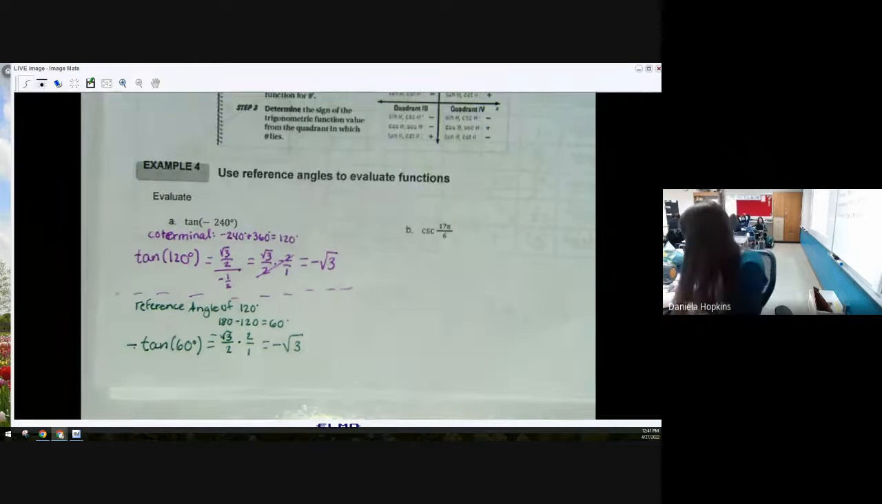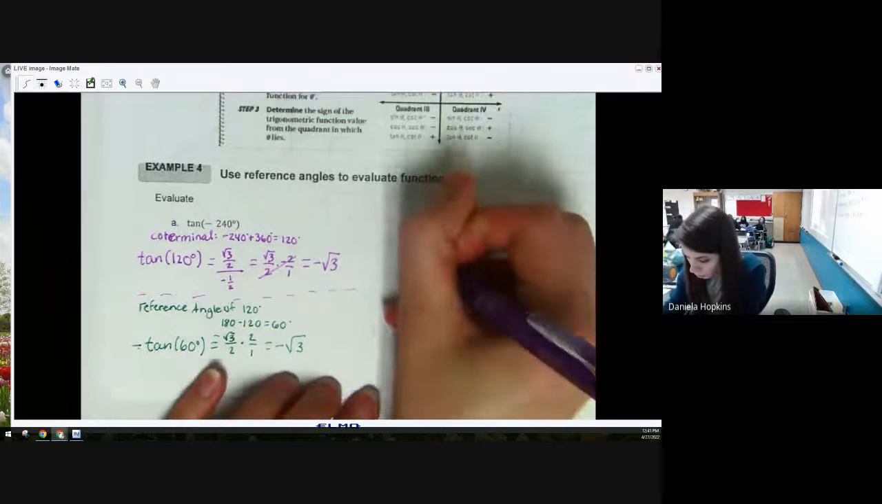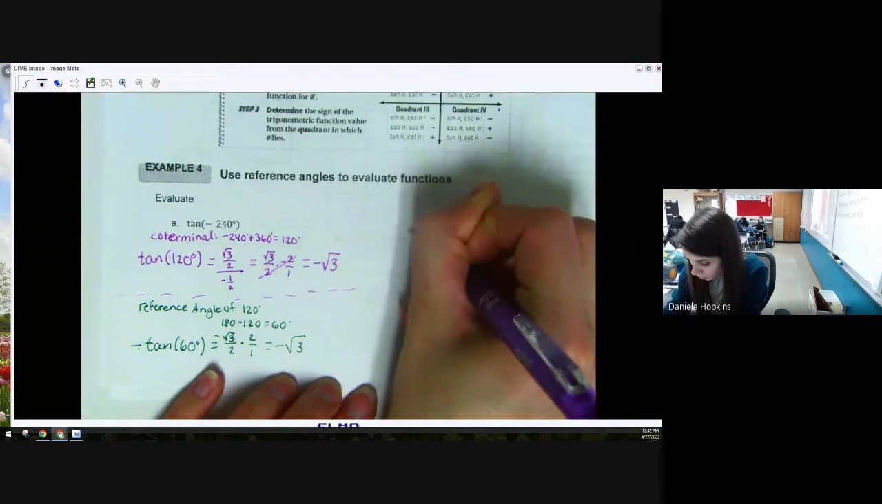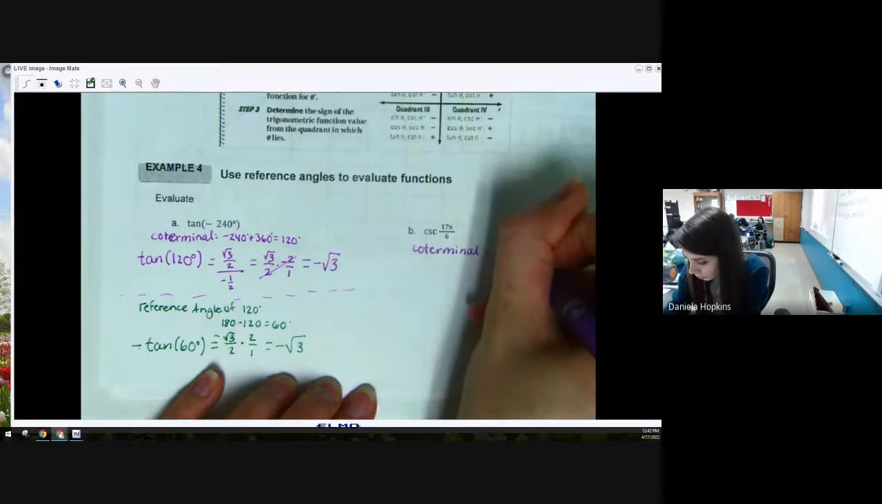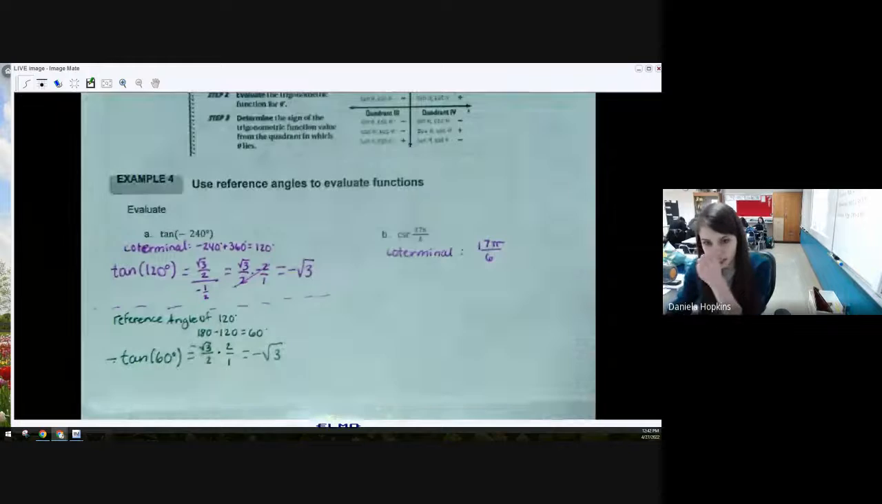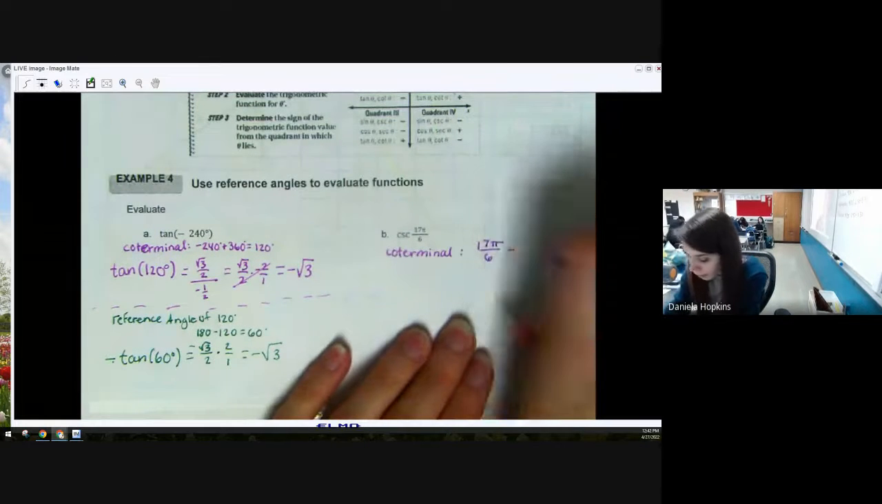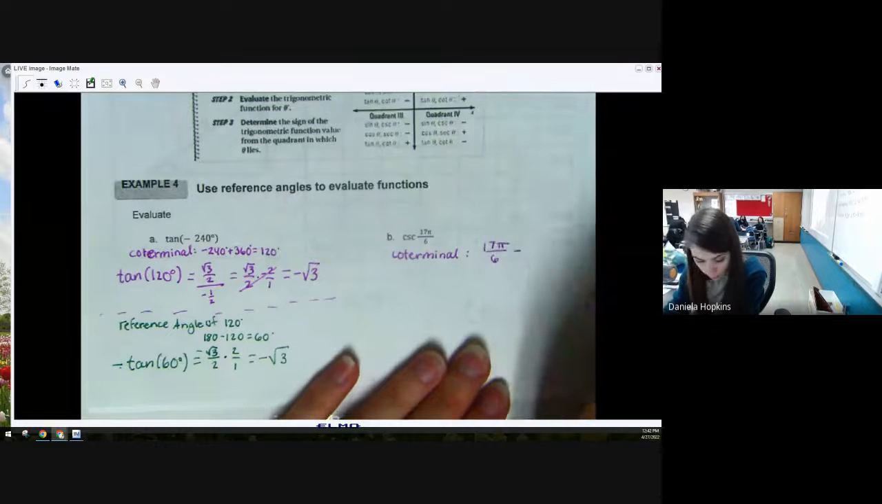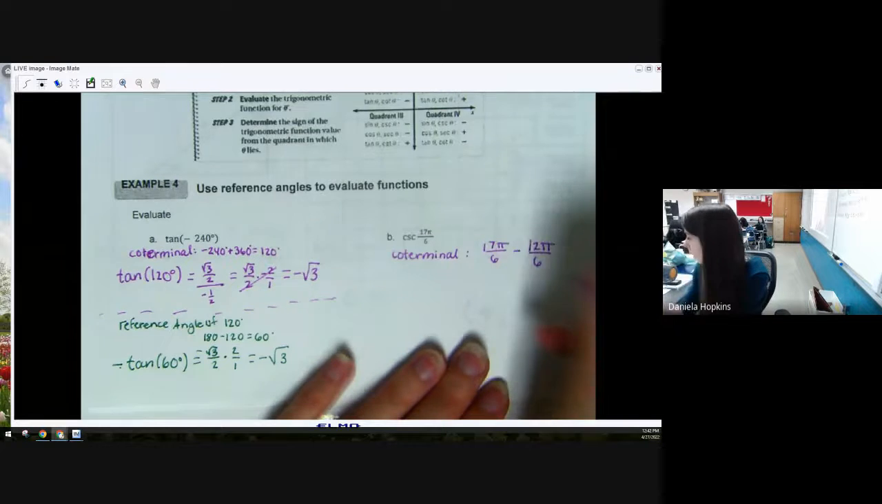I'm going to do part B really quick and then I'll turn you loose. Part B. I don't think I did part B with the reference angle. I just did it with the coterminal. So the coterminal for 17 pi over 6, because now we're in radians. This is outside of my 2 pi. So I need to subtract 2 pi from this 17 pi over 6. But 2 pi is the same as 12 pi over 6. I just needed to get a common denominator.